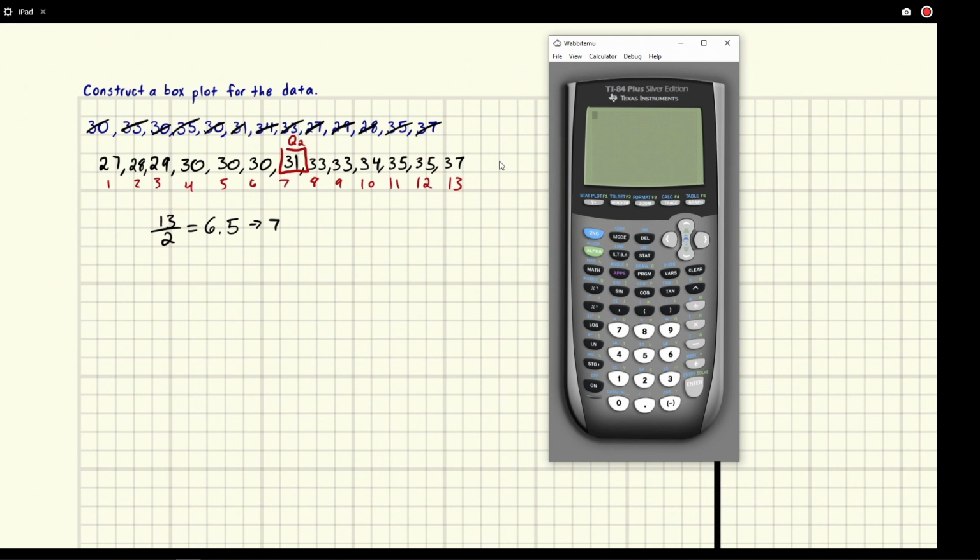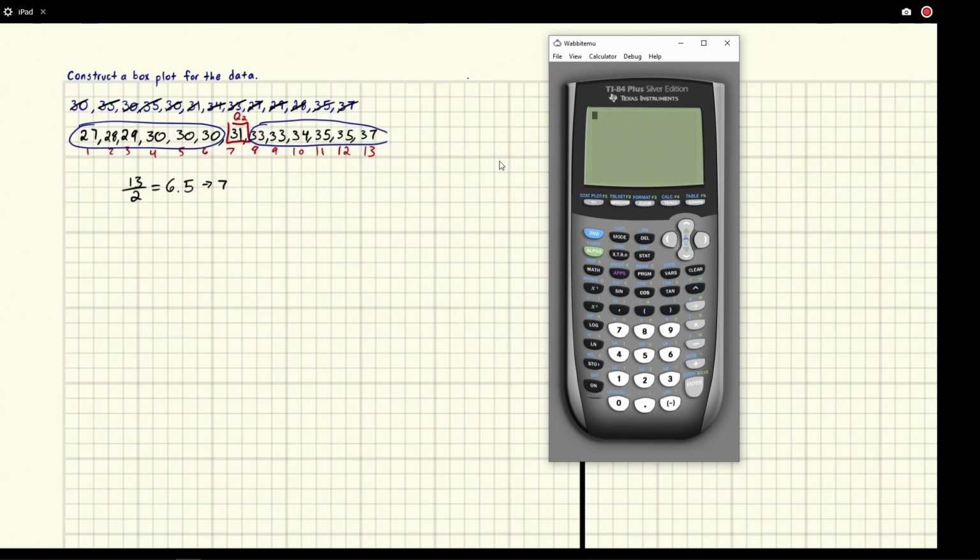Beautiful. Now we need to break it into 2 groups, a lower group and a higher group. The number of numbers in these 2 groups should be the same. And because we used 31 as the exact number for Q2, we leave it out because we've used it for that. If we had averaged like we did on other problems, then you saw that we would include those numbers when we break it up into groups.